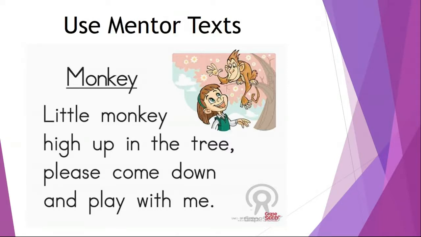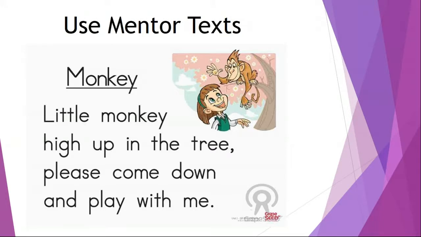Well, begin with multiple readings where you as the teacher model. So for example, we might read this poem, Monkey. Little monkey, high up in the tree, please come down and play with me. After reading multiple repetitions or exposures to this poem, students will be able to read it on their own. So first you'll model, then you'll read along with them. Eventually they'll be able to do it on their own independently.